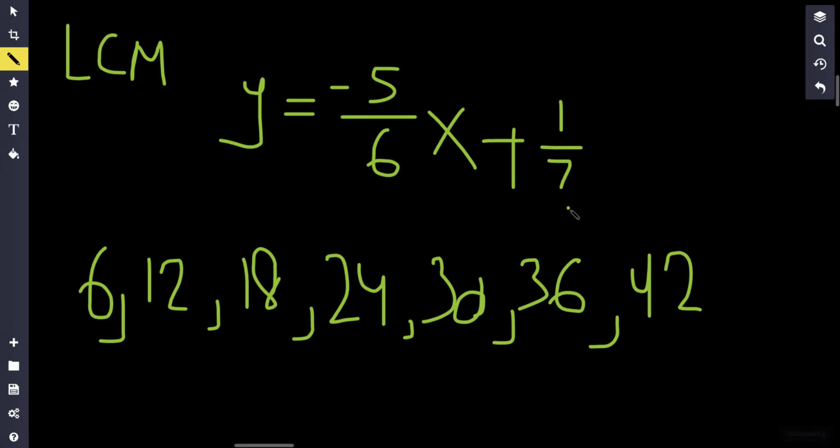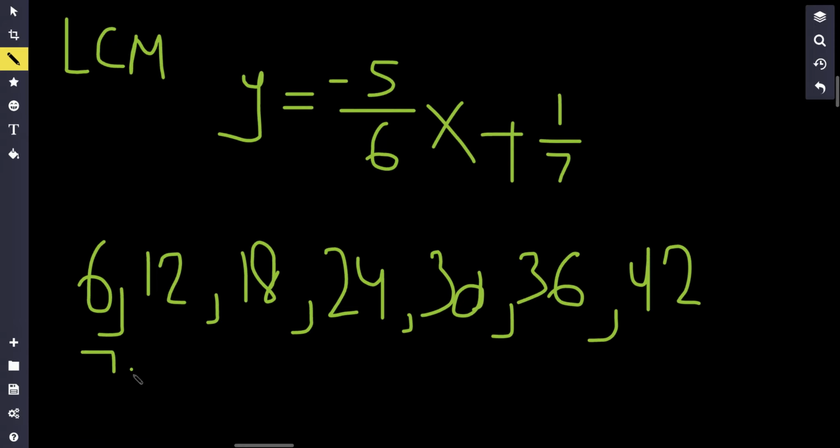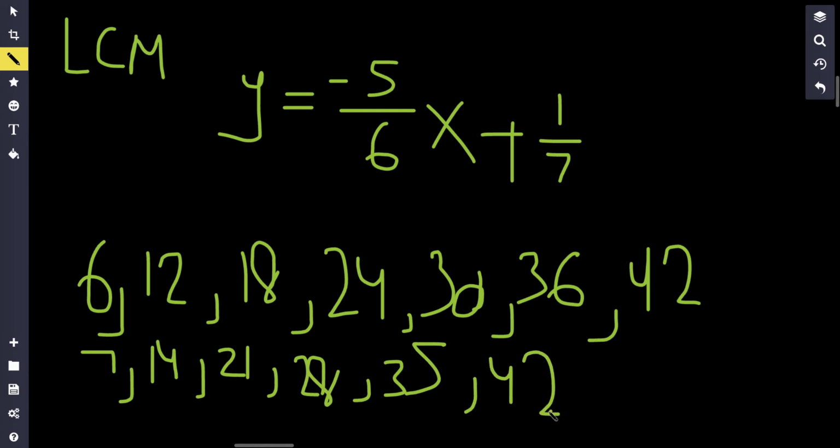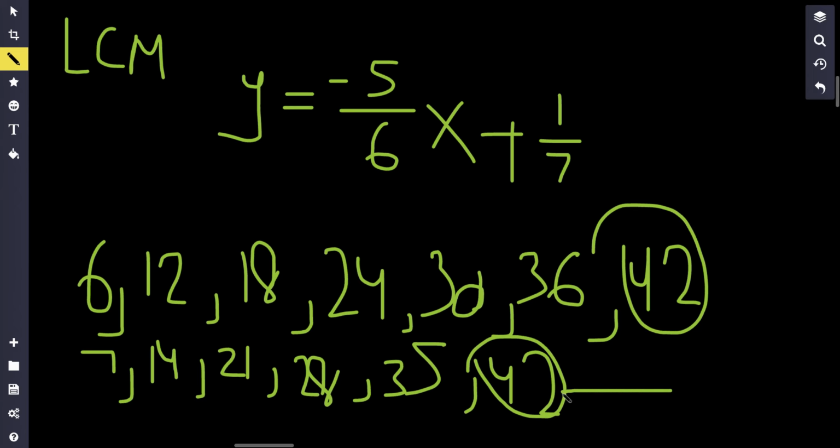Now, what are the multiples of 7? The multiples of 7 are 7, 14, 21, 28, 35, and 42. Notice how they have a least common multiple of 42, right? 6 and 7, when you list out their multiples, you find the one that matches up, the common matching one. That's going to be your least common multiple, all right? It should be the first matching one that you see.